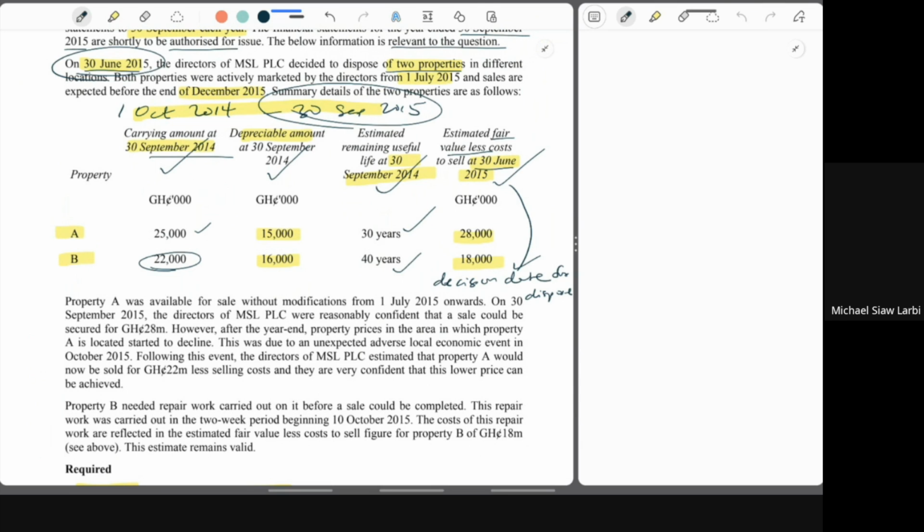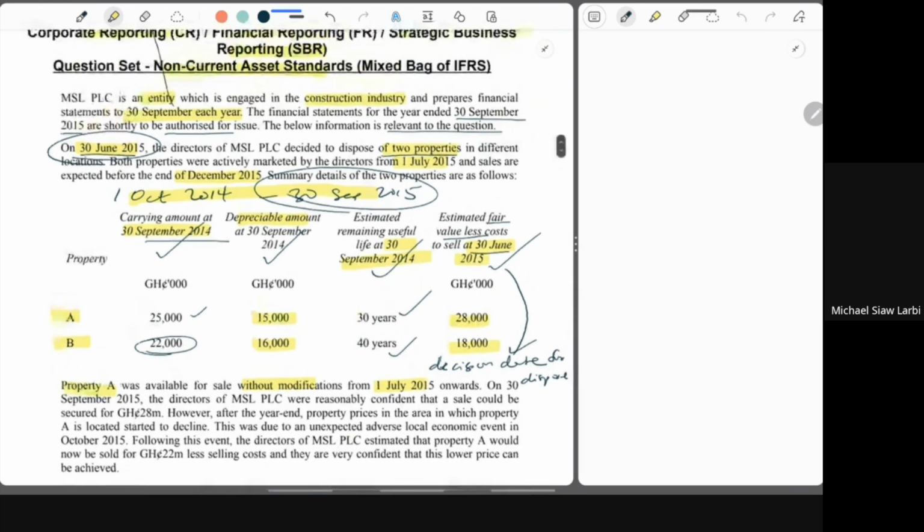All right. Property A was available for sale without modification from 1st July 2015. If they made the decision on 30th June 2015, then 1st July 2015 is the next day after they made the decision. So property A was available for sale immediately without any modifications from the next day the decision was made, right? On 30th September 2015, which is what?